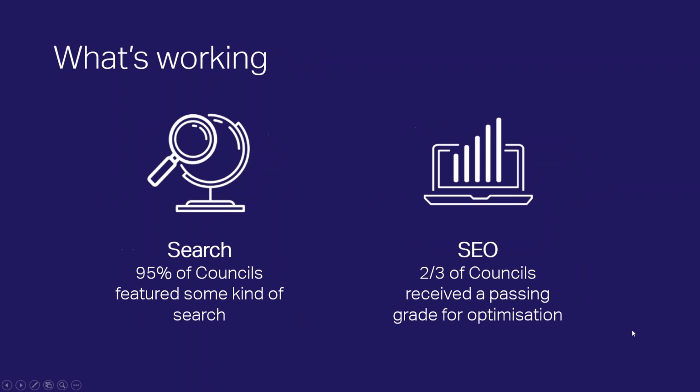So to get to a couple of the results, starting with search, 95% of councils that we found in Australia and New Zealand featured some kind of search on the website. So that means obviously 5% don't. But there's also a good percentage of them that have predictive search, which is what pretty much all of our websites have. As someone's typing in, you can start seeing results. So we're confident in saying that we're doing search right. We could always do better, but this is an area that we're doing fairly well and it's working for people.